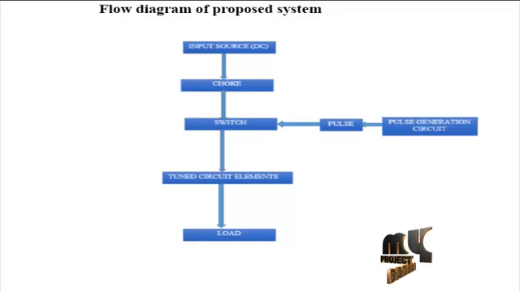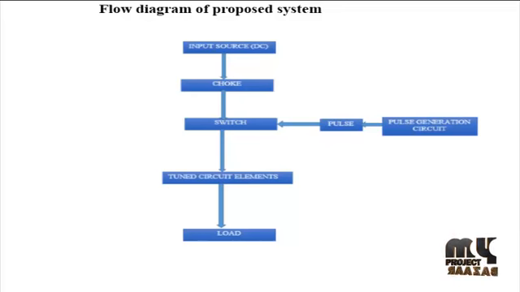Next, we see the flow diagram. Generally, we know that an inverter is a process of converting DC to AC. Here the input source is a DC source. That DC supply is fed to the choke. Choke is a passive element.